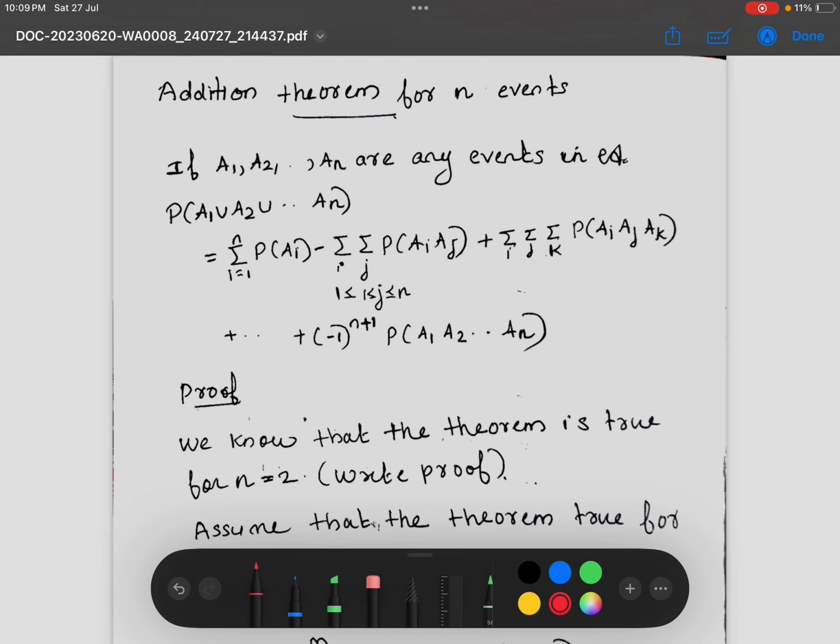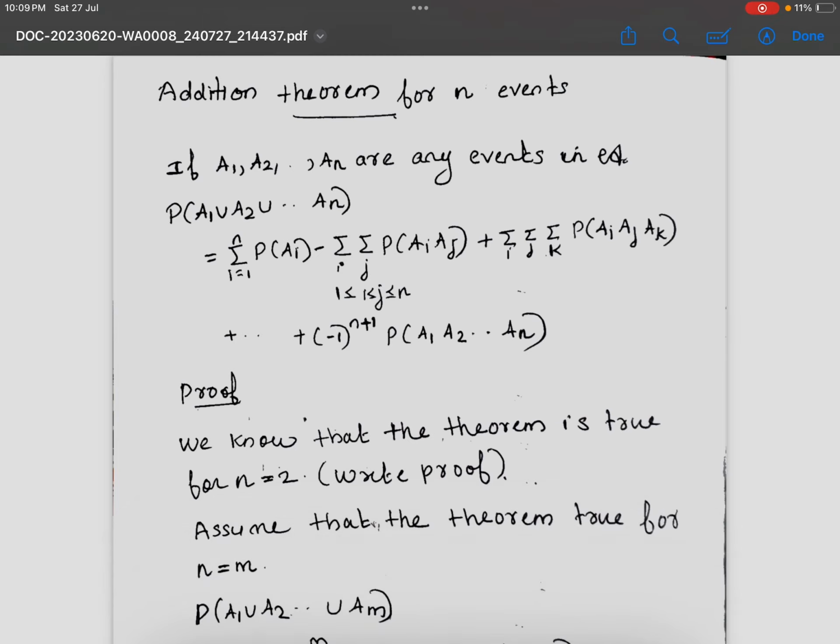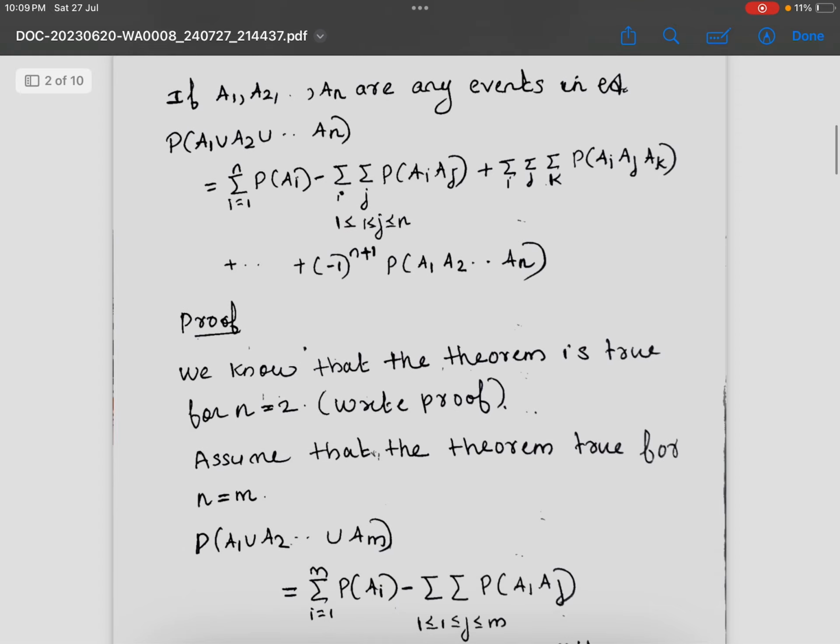And we know that the theorem is true for n equal to 2. That is, addition theorem for 2 events is: P of A union B is equal to P of A plus P of B minus P of A intersection B. Here we assume that this theorem is proved by mathematical induction. By mathematical induction, we prove this theorem.